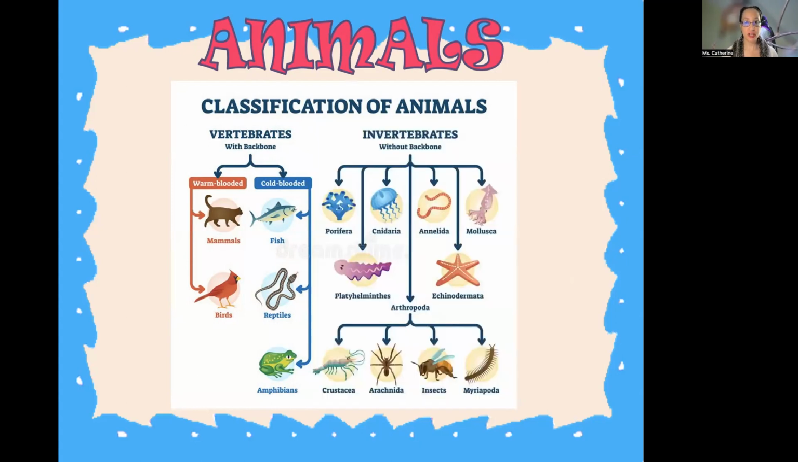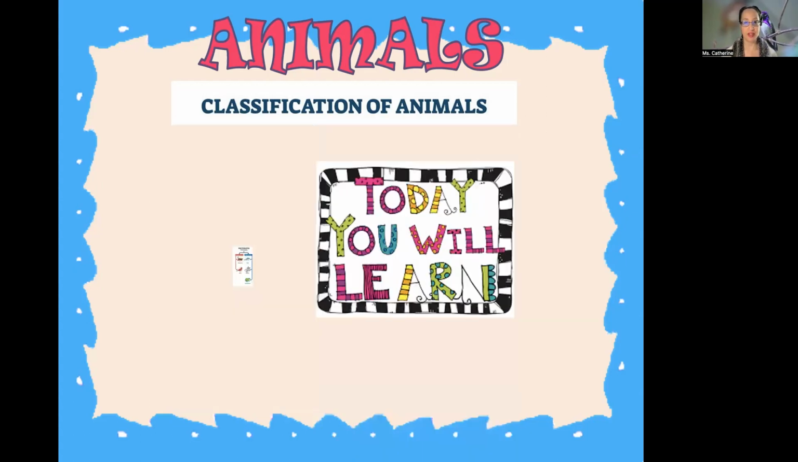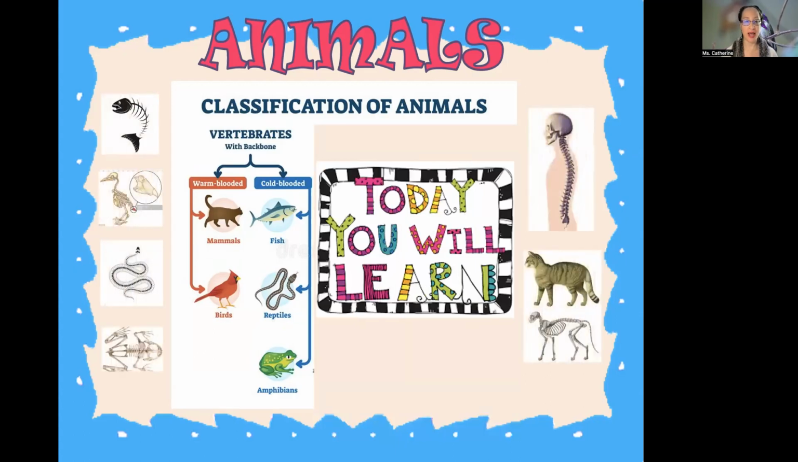There are also different types of animals without backbone, which are called invertebrates. Okay, we will not learn these today, but I wanted to at least show you the different types of animals with backbone, vertebrates, and without backbone, invertebrates. So without backbone, there are different types of creepy crawlers, such as your worms, your insects, and all your crustaceans, which are at the bottom of the sea. Okay, so today you will learn vertebrates with the backbone.